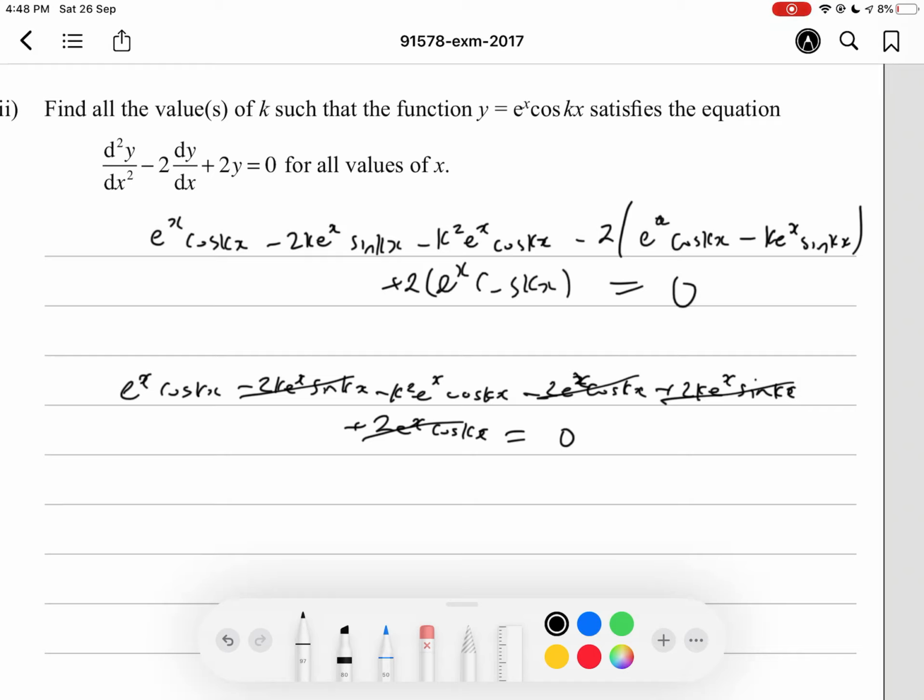So all we're left with now is e to the power of x cos of kx minus k squared e to the power of x cos of kx. So this gives us e to the power of x cos of kx minus k squared e to the power of x cos of kx equals 0. And we can factor out e to the power of x, so e to the power of x times cos of kx minus k squared cos of kx equals 0.